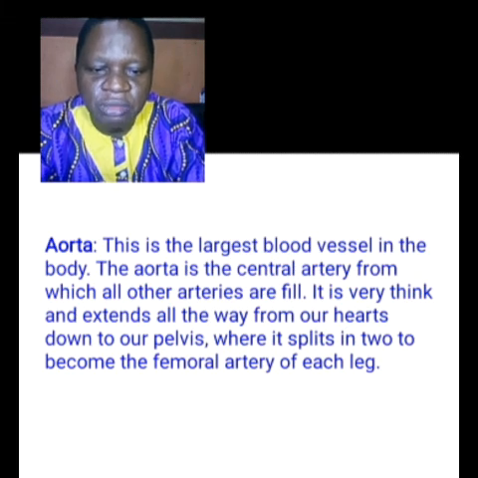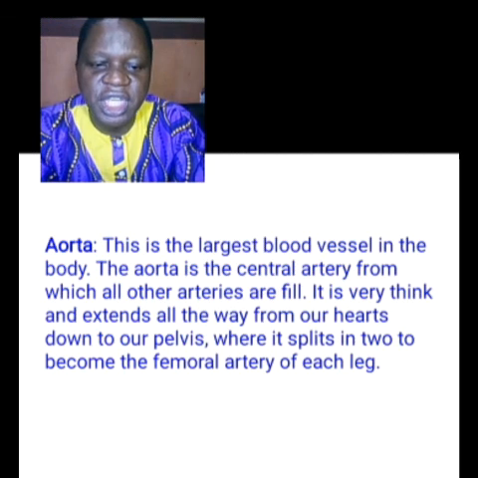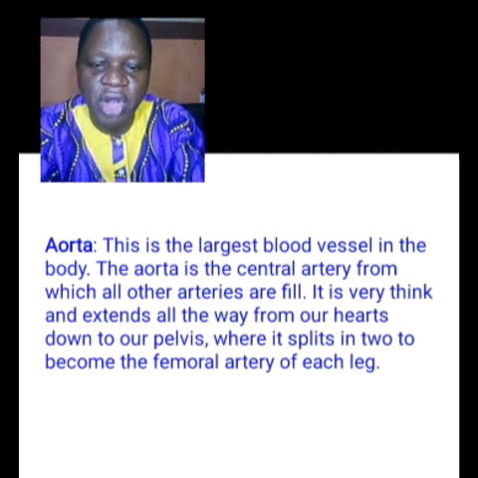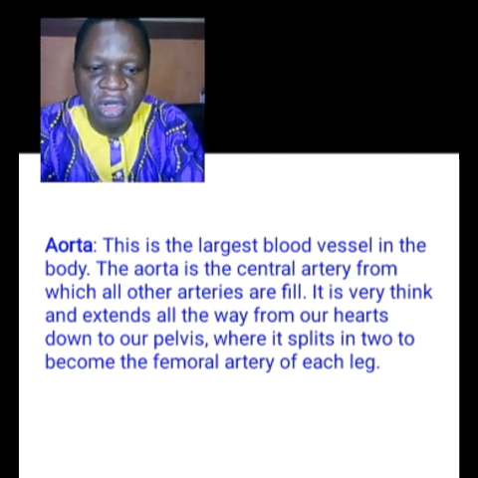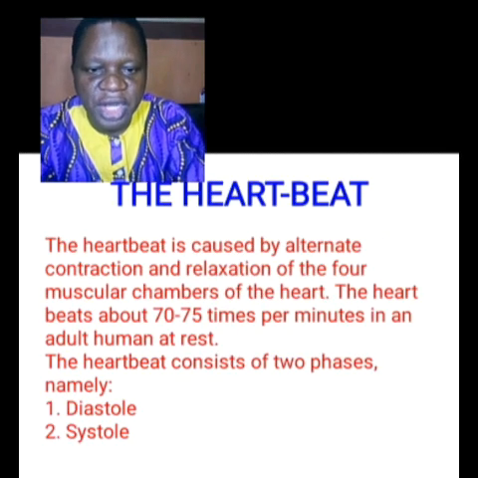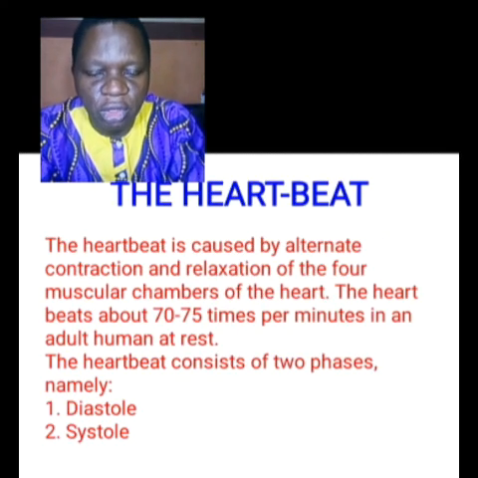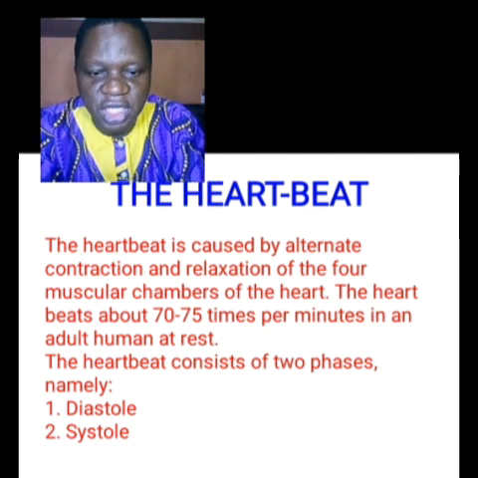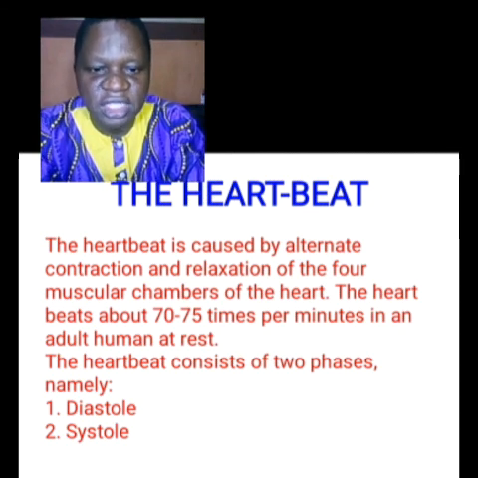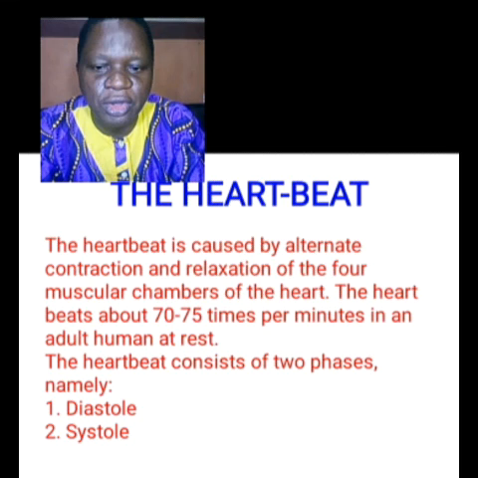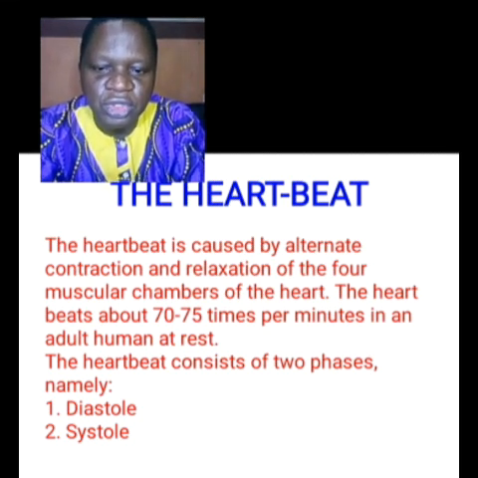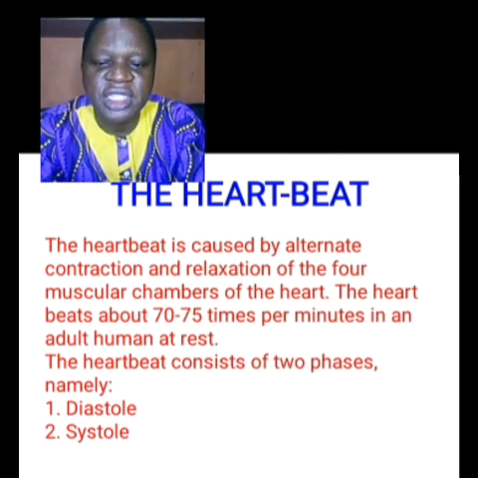Okay, so now we've talked about most of the various components of the heart. Let's now talk about the heartbeat. The heartbeat is caused by alternate contraction and relaxation of the four muscular chambers of the heart, and the heart beats about 70 to 75 times per minute, depending on whether the adult involved has just undergone strenuous exercise or not.